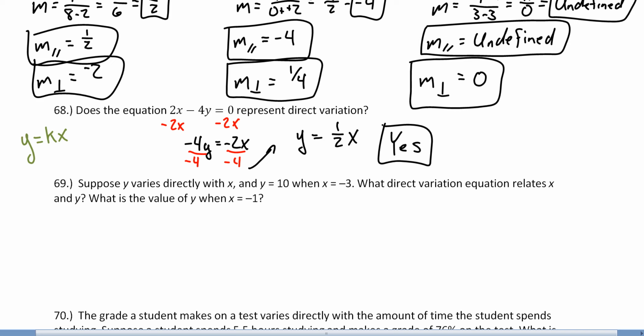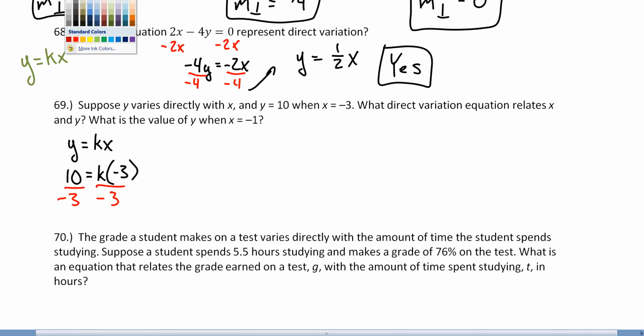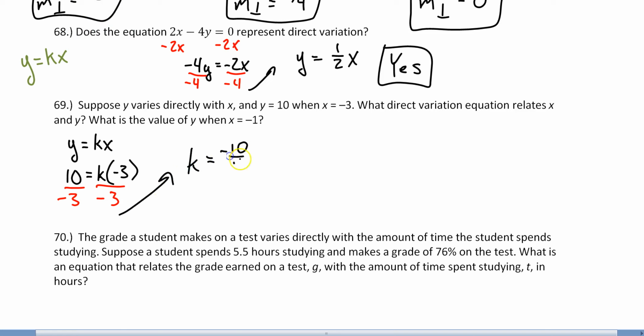Okay? The next one says y varies directly with x, so it's telling me that this is direct variation, so I know I'm going to follow the pattern y equals kx. And then it gives me an x and a y value. It says that if I plug a 10 in for y, my x value should be a negative 3. And so now what I can do is I can solve for k. I can find the constant of variation. So I find out that k equals negative 10/3. And so now the equation I could write for this particular guy is y equals negative 10/3 x.